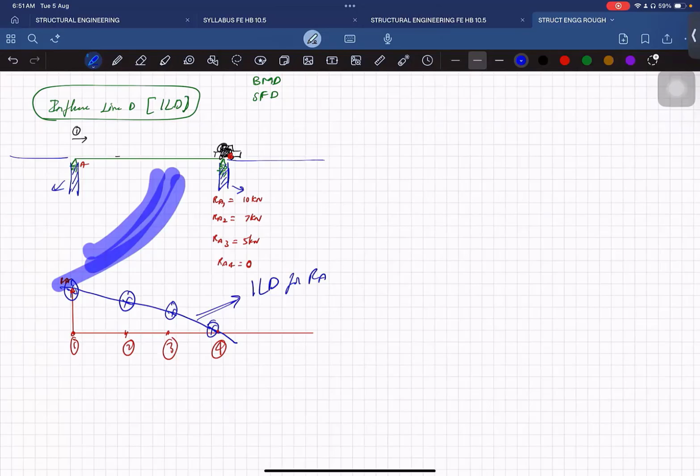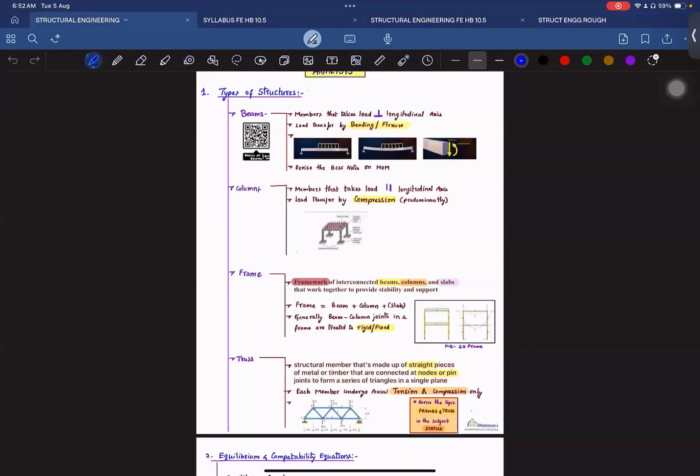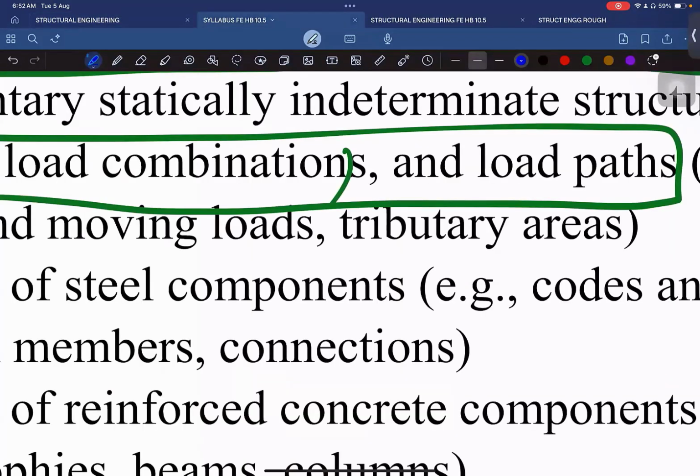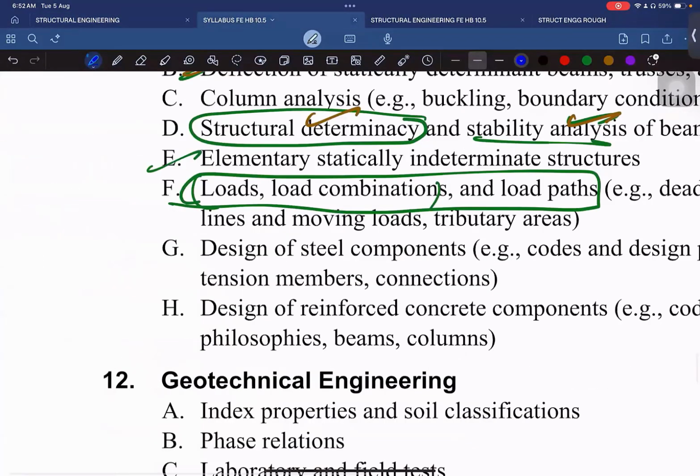It can be drawn even for the trusses. It can be drawn even for the frames. As we keep on going, the difficulty of the topic increases. But for the FE case, we first emphasize beams and then we'll go slightly into trusses, and we don't go for frames. Even trusses are a bit difficult, but I will try my best to let you understand the topic easily. And then coming to the next thing, that is tributary area.